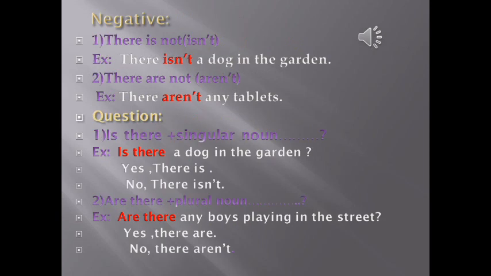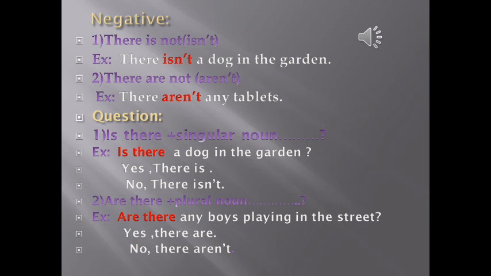Okay, now let's see the negative form of there is and there are. Yes, there is not, or there isn't. The negative means there is not, or there isn't. For example, there isn't a dog in the garden. Number 2, there are not, or there aren't.